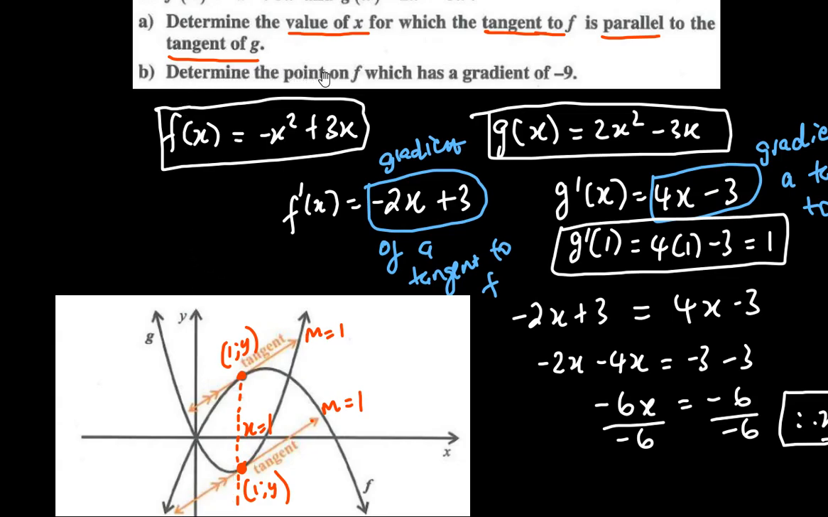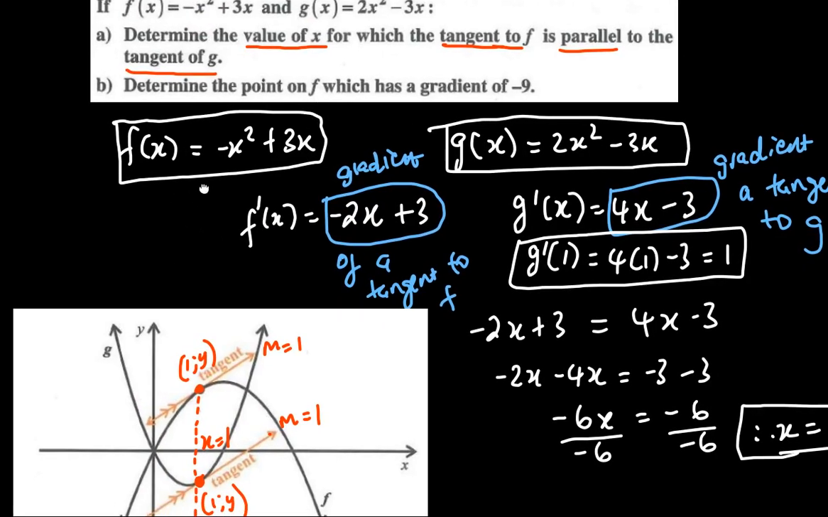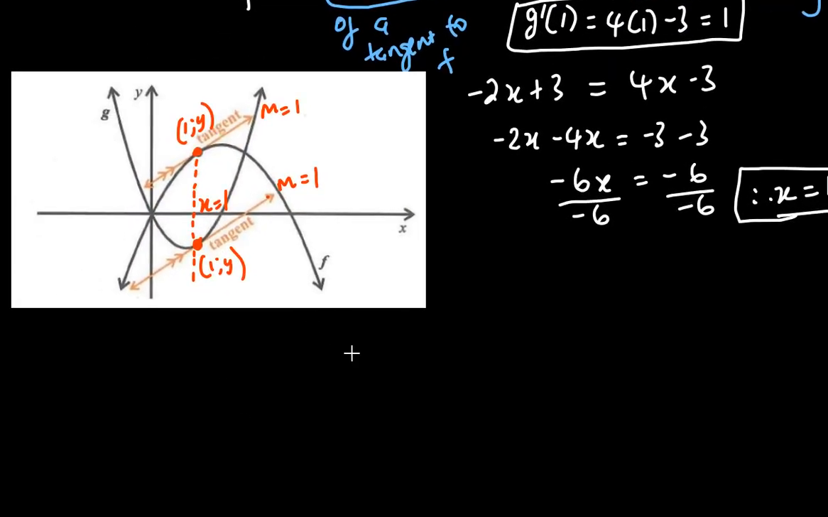Then it says determine the point on f which has a gradient of negative 9. So we know that this is f. We want to know which point on f has a gradient equal to negative 9. We are given that the gradient is equal to negative 9, so we want to know at which point that occurs. We want to know which x value gives us the gradient as negative 9.